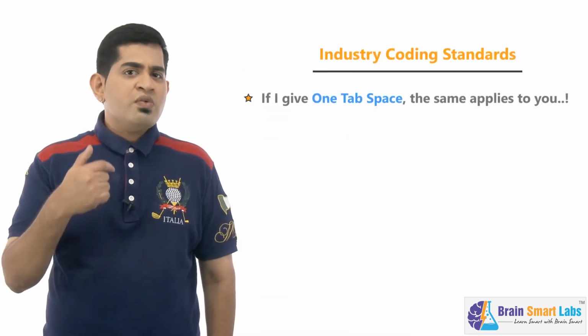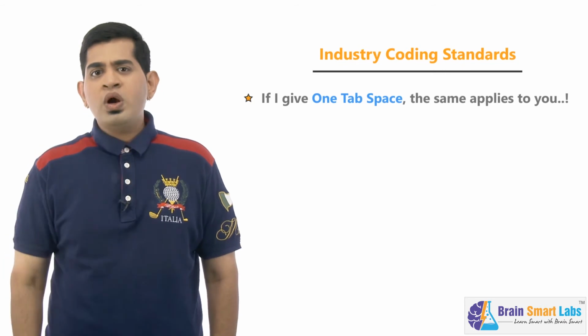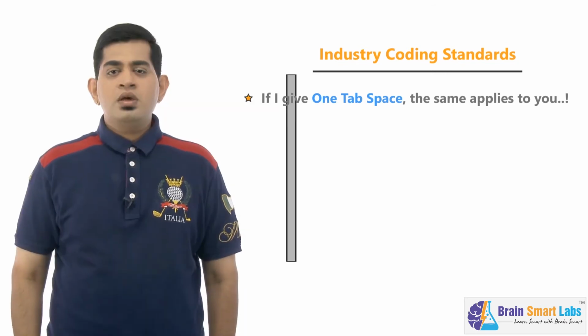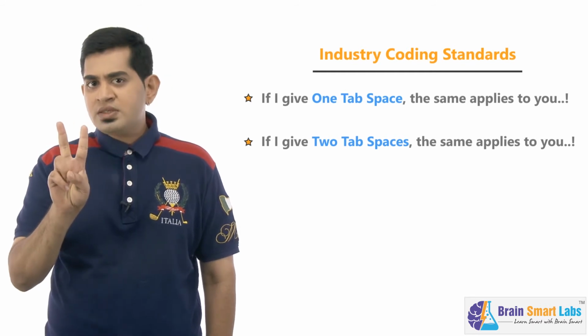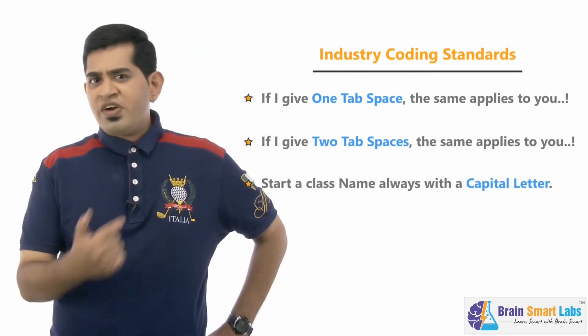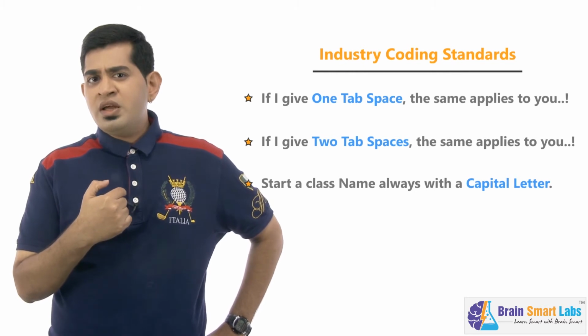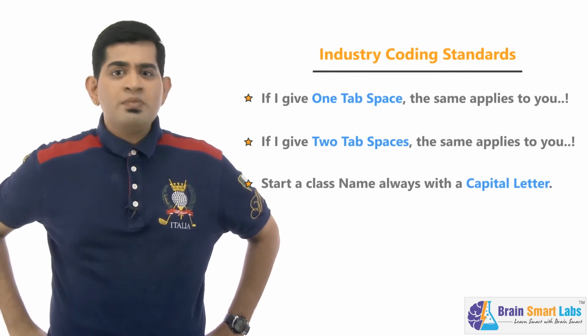Never write code like that. The code should be exactly the same as what I show you on screen every day. If I have given one tab space, even you should give one tab space. If I use two tab spaces, even you should use two tab spaces. Suppose if I start a class name with a capital letter, even you should start a class name with a capital letter.